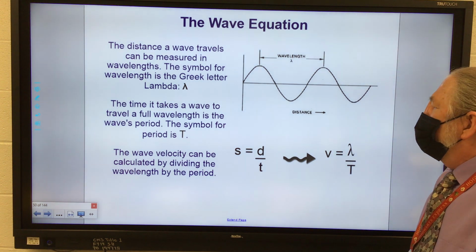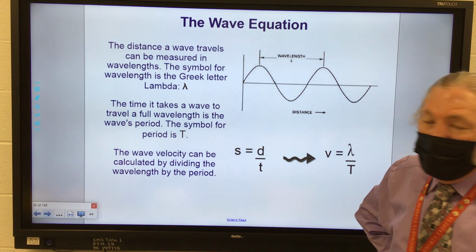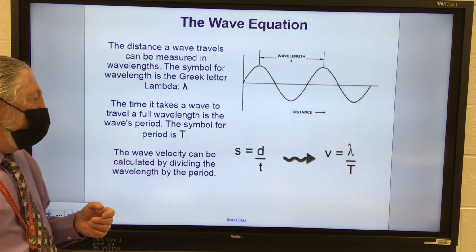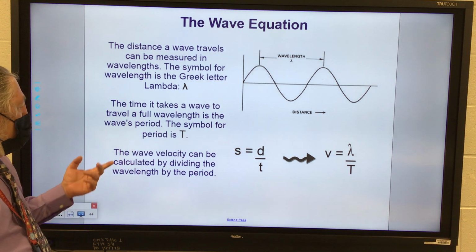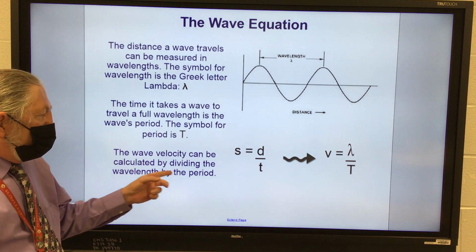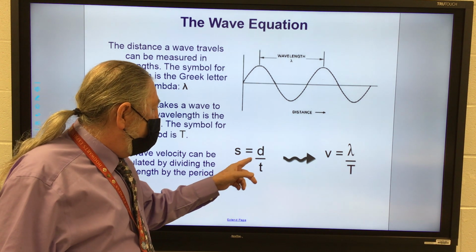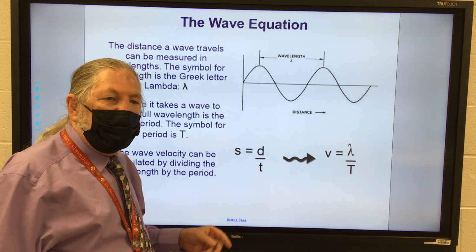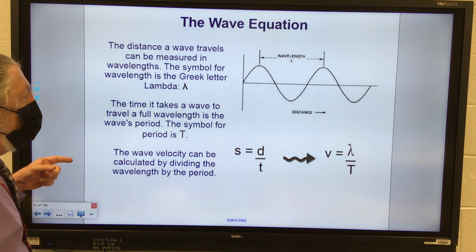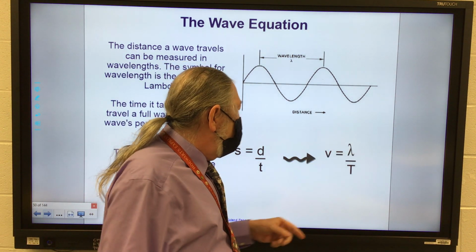And the time it takes a wave to travel a full wavelength is the wave's period. Okay? It's a period of time, right? The symbol for period is T. Okay? T. Okay, so the wave velocity can be calculated by dividing the wavelength by the period. Okay, the wavelength by the period. So you've already got this one right here, right? Speed equals distance divided by time, right? Am I right? That's a small t. And then you've also got velocity. That's a speed in a certain direction. So this is the second formula here.